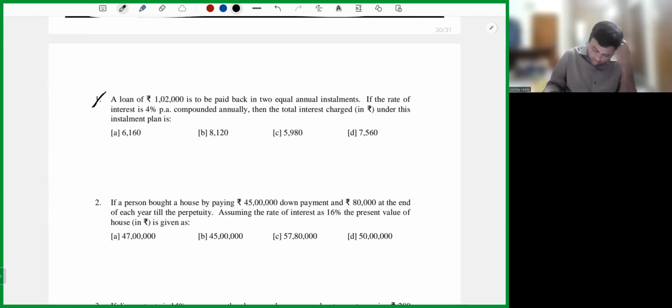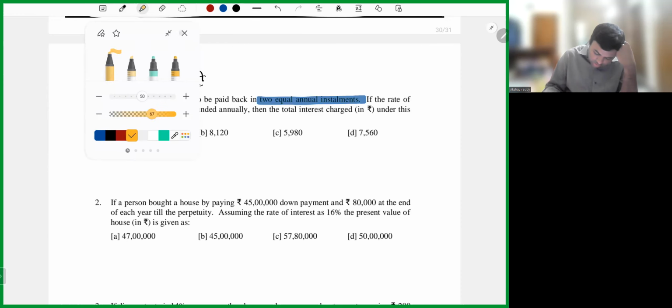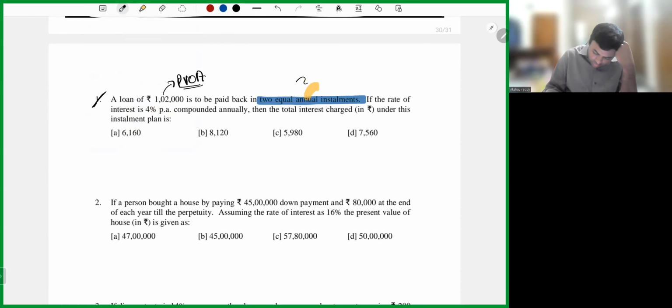Loan, we have taken loan, present value of ordinary annuity is given. He's asking how many installments, what is the installment amount? How will you calculate installment? What do you mean by installment? A is missing. You need to calculate the value of A.